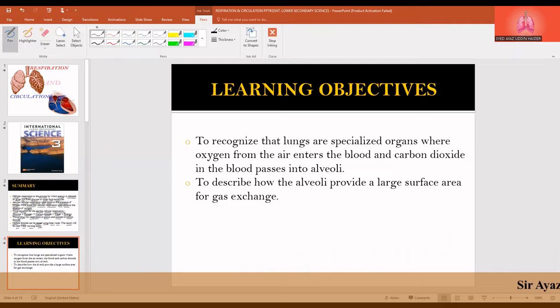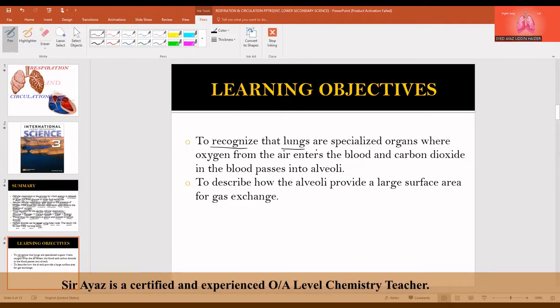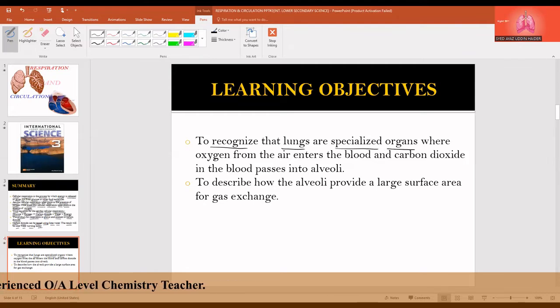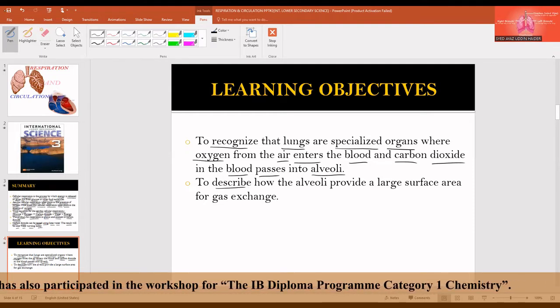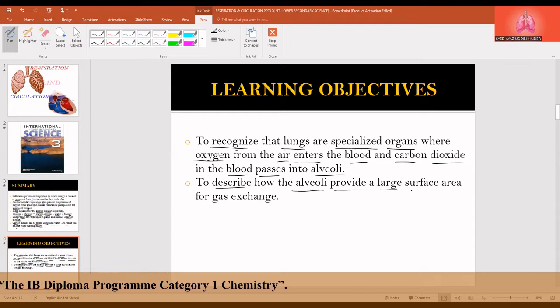So the learning outcomes for this lesson are to recognize that lungs are specialized organs where oxygen from the air enters the blood and carbon dioxide in the blood passes into alveoli. To describe how the alveoli provide a large surface area for gas exchange.